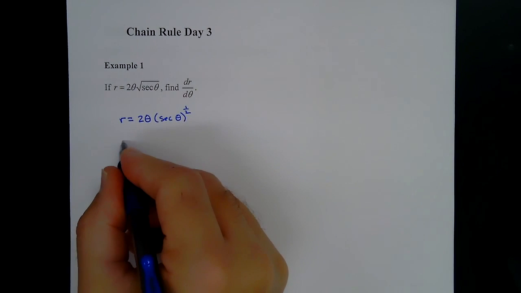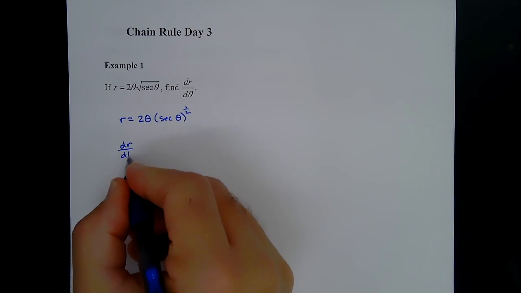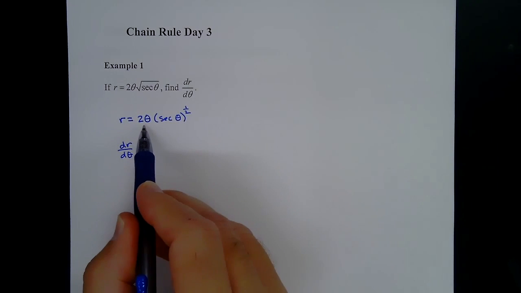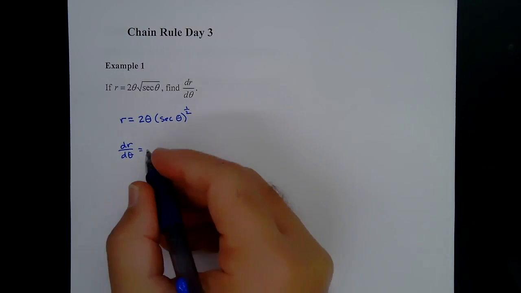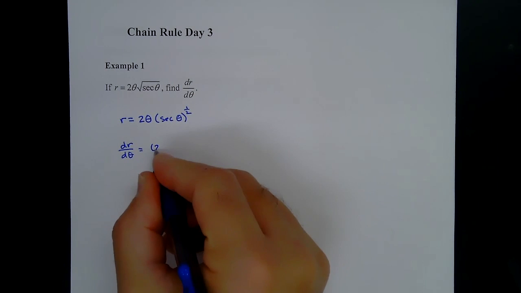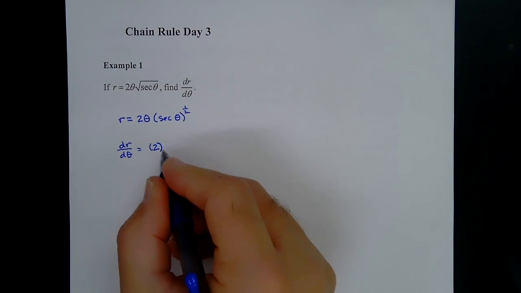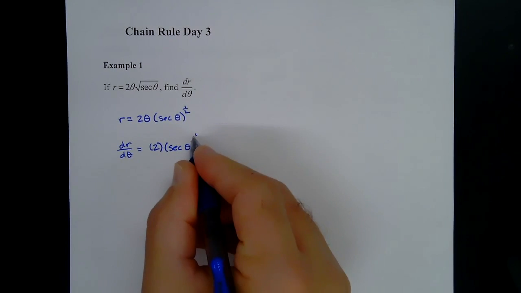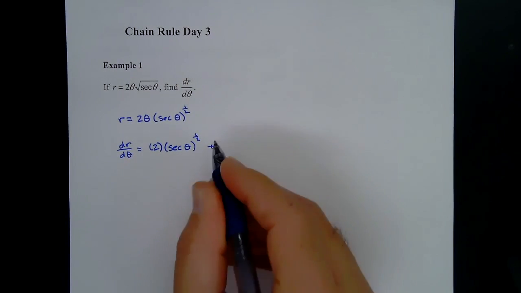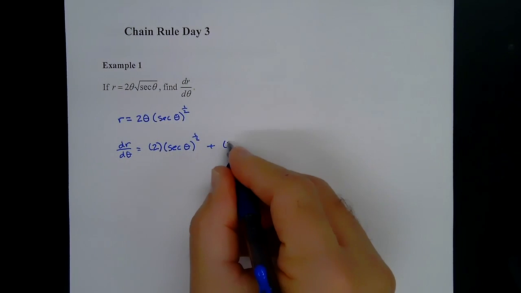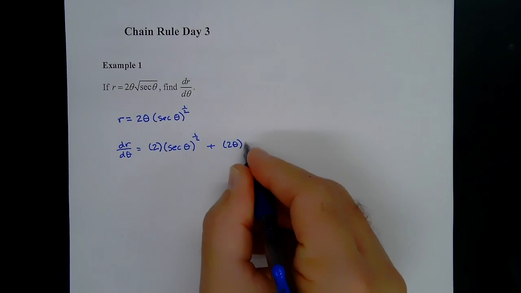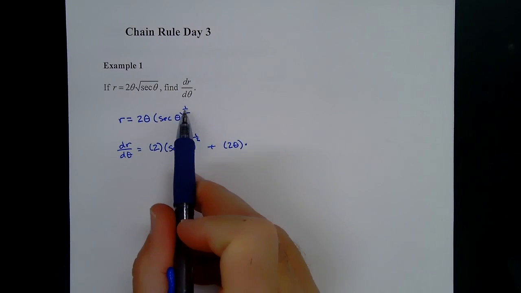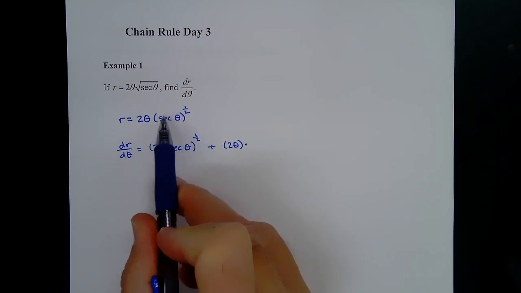So dr d theta, and we're going to have to apply the product rule. So 2 theta, the derivative of 2 theta with respect to theta would just be 2. Okay, so we have 2 times secant theta raised to the 1/2 power, and then plus that first function, which is 2 theta, times, and now we got to take the derivative of this, and we got to apply the chain rule because we have an outer function and an inner function.